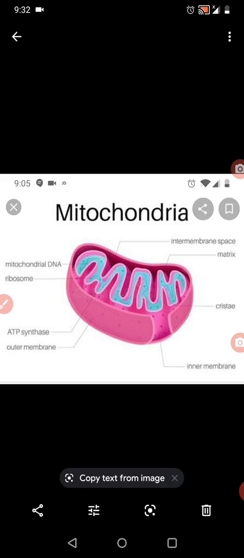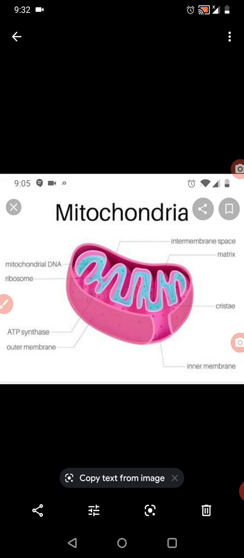So this is all about the structure of mitochondria. Now children, we will study the functions of mitochondria. There are two very important functions. The first, mitochondria is known as the powerhouse of the cell, and the second function is that it also helps in cellular respiration. Mitochondria helps in the cellular respiration.